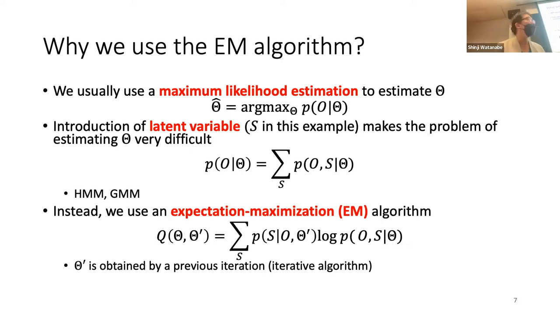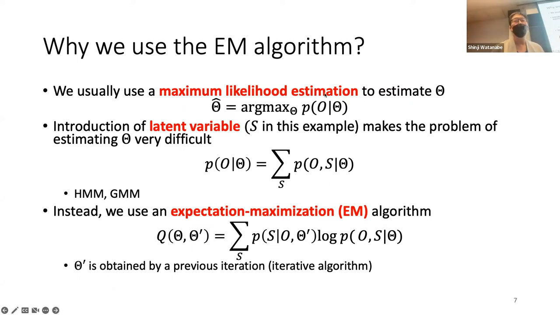So we always have to set some initial values and then estimate this parameter. And there is some quick math on why the EM algorithm is used for solving this problem. We want to solve this maximum likelihood estimation. But if we introduce a latent variable, it is very difficult to solve. It is almost impossible to solve. So instead, we use this auxiliary function, and we try to optimize the model parameters in terms of the auxiliary function rather than the likelihood.